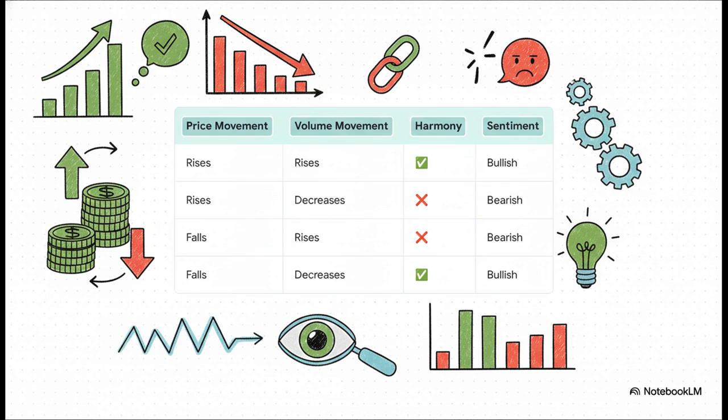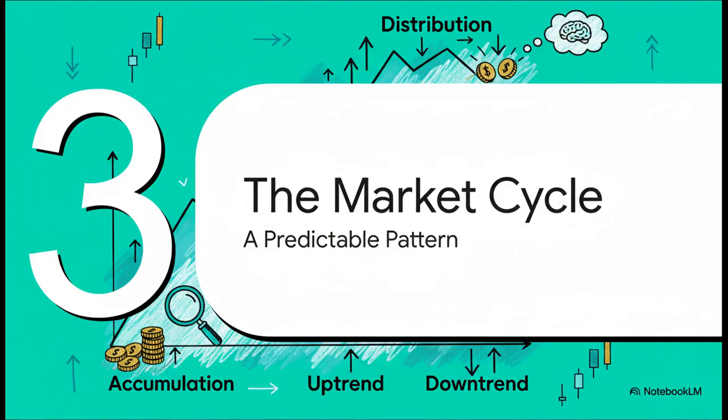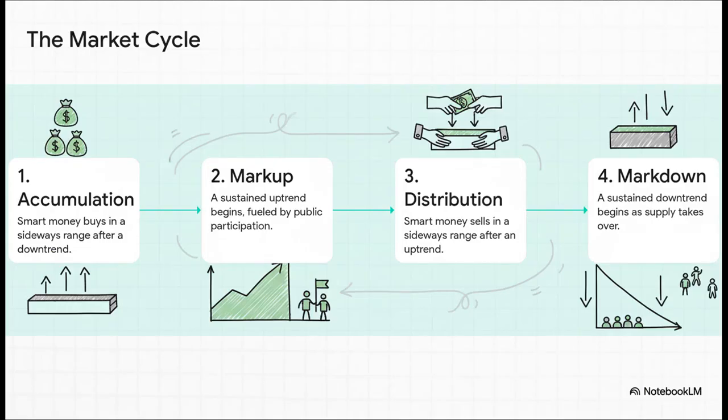That divergence is a critical warning sign that the trend is exhausted and might be about to reverse. So when you put these 3 laws together, what do you get? You get the big picture, the 4-phase market cycle. This is the roadmap that the composite operator follows over and over and over again.